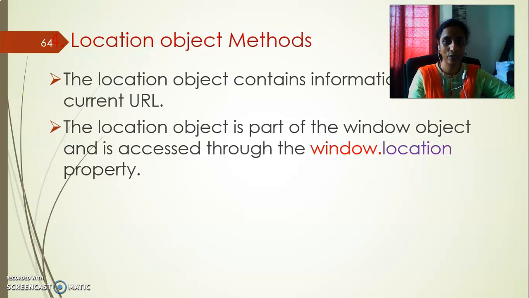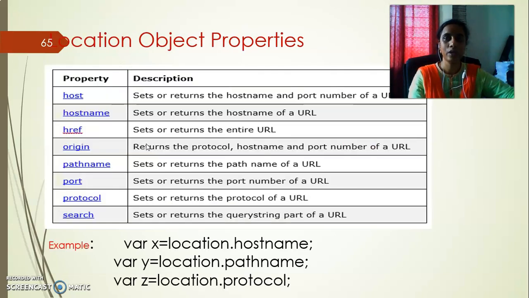Okay, allow the GPS location of your particular system or your present location. So this location object contains the information about the current URL. The location object is part of the window object and it is accessed through the window.location property. Now you can see the location has the host name, then href, origin, pathname, port, protocol, and search. So all these are various properties.